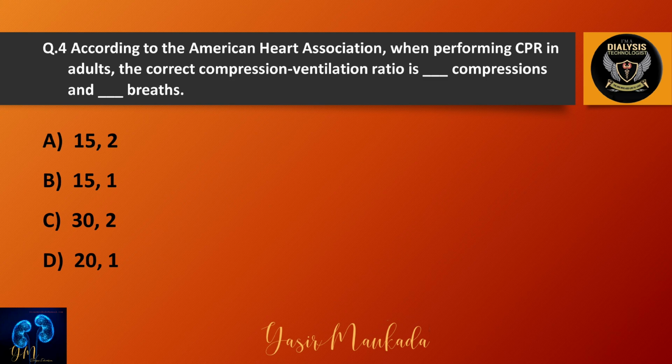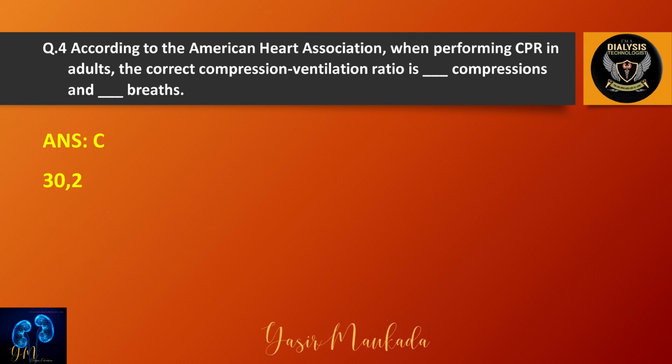Next question is, according to the American Heart Association, when performing CPR in an adult, the correct compression to ventilation ratio is dash compressions and dash breaths. So option A, 15:2, option B, 15:1, option C, 30:2, option D, 20:1. The correct answer is option C, 30:2, 30 compressions, 2 breaths for an adult.